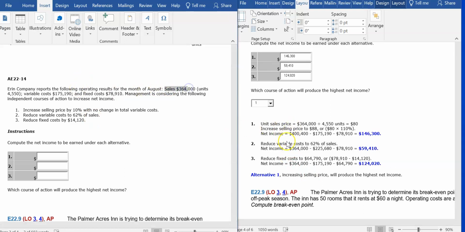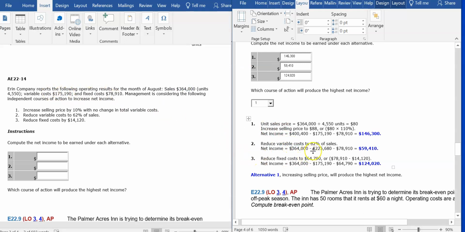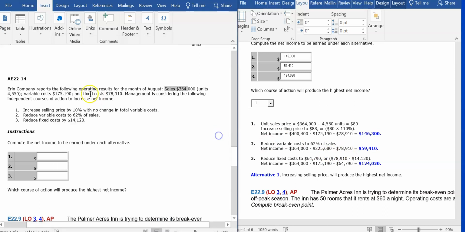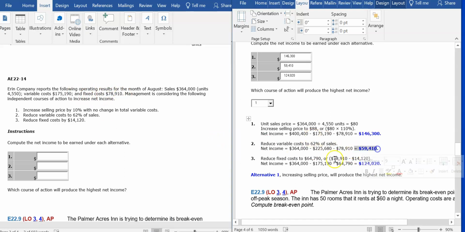In the second scenario, if we reduce variable cost to 62% of sales, net income would not be changed in this scenario, $364,000. Our variable cost would become 62% of sales. Sales of $364 times 62. Variable cost would be $225,680 minus our fixed cost of $78,910, resulting in a net income of $59,410.